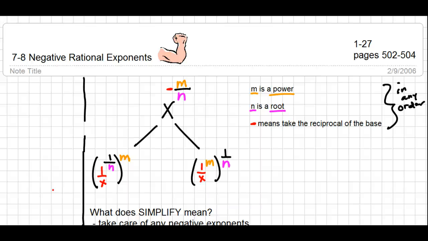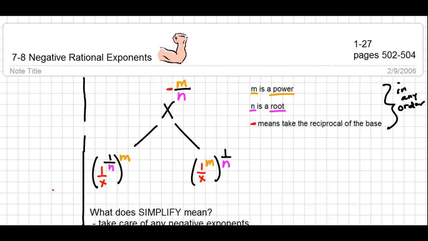This lesson is for Advanced Algebra, Lesson 7-8 on negative rational exponents. This lesson is nothing new for students. This is just a combination, or a culmination, of a lot of the lessons that we've learned already in Chapter 7. We're just putting a lot of those ideas together.